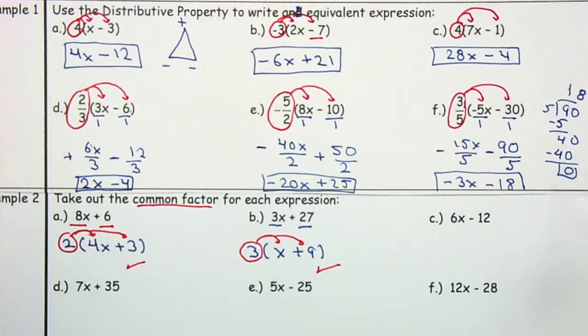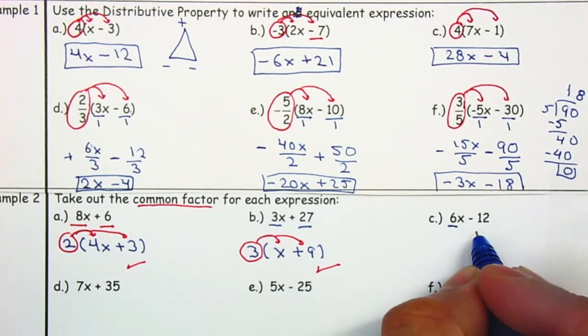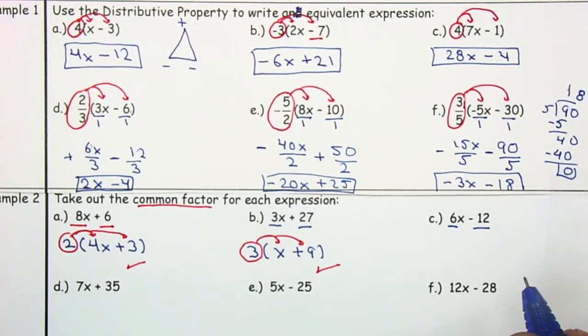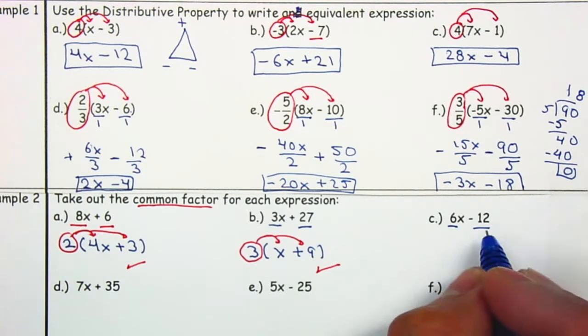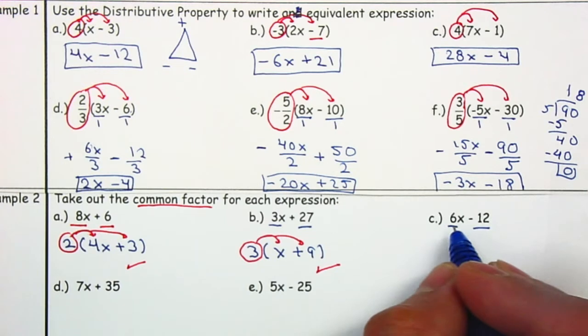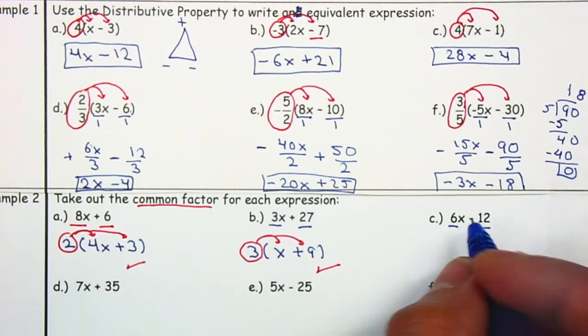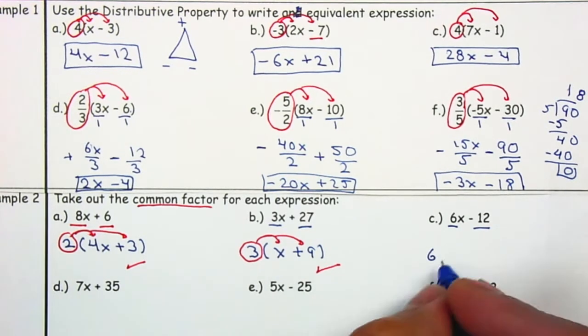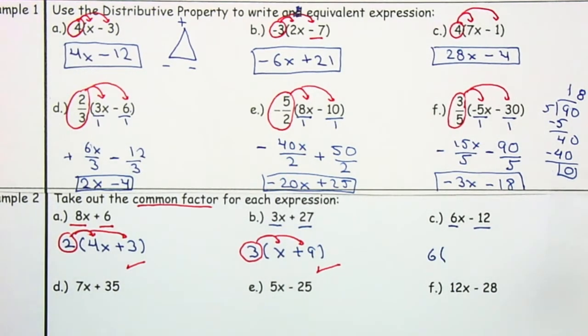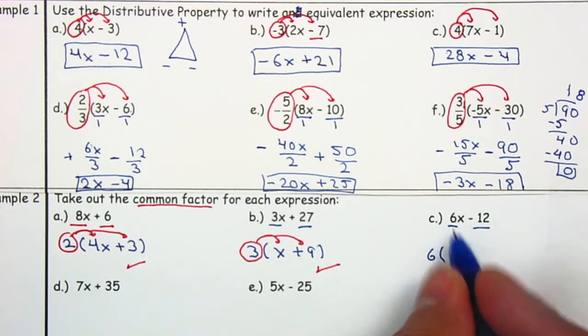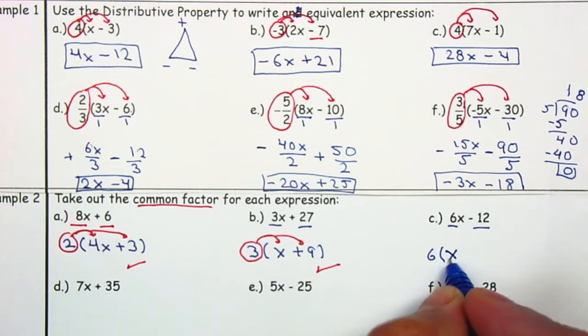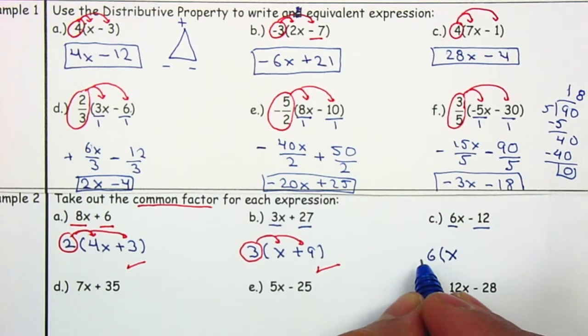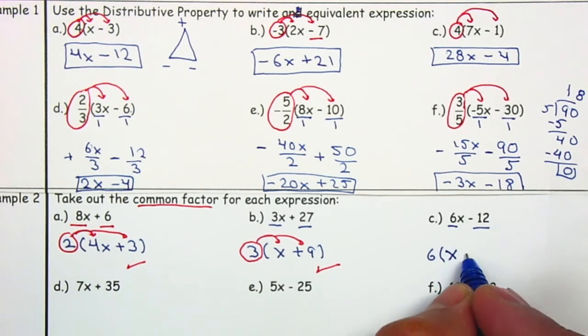Letter C. I need to find out what is the biggest number that divides 6 and 12. 2 divides 6 and 12, but it's not the biggest number. 3 also divides 6 and 12, but the biggest number that divides 6 and 12 will be 6. Open your parentheses. What do I need to multiply 6 to get 6x? Will be x or 1x. What do I need to multiply 6 to get negative 12? Will be negative 2.